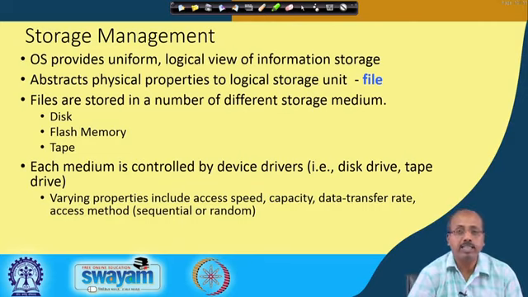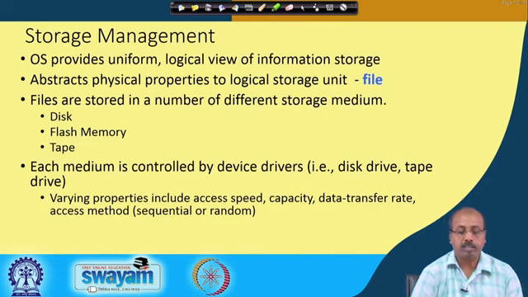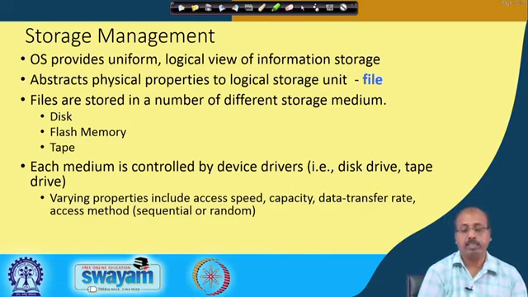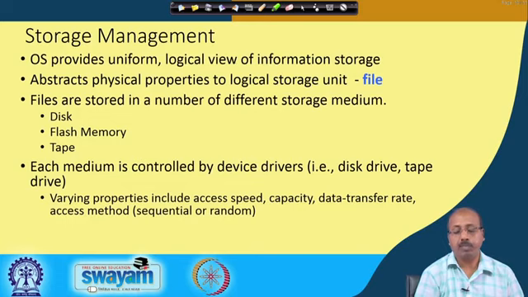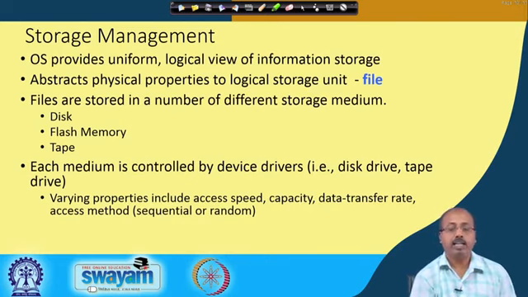So, as the OS designer, it has to send messages to the disk driver, this device driver, and this device driver will in turn translate it into commands specific for the device. That way, from the OS viewpoint, this is a uniform view. The uniform view is provided by the device driver, and at the next level the device driver has the interface to the devices, and that will provide the exact commands for doing it. There can be varying properties that include access speed, capacity, data transfer rate, access method, etc.